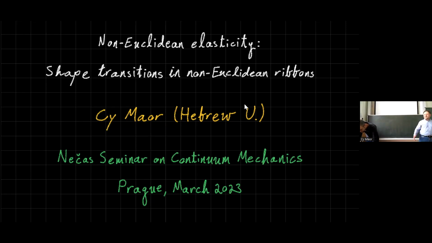And today's speaker is Maor from the Einstein Institute of the Hebrew University of Jerusalem. He got his PhD at the Hebrew University in 2017, and then he spent almost 3 or 4 years at the University of Toronto in Canada. Now he is senior lecturer at the Einstein Institute. His research evolves around elasticity and calculus of variations, and today he will speak about non-Euclidean elasticity.